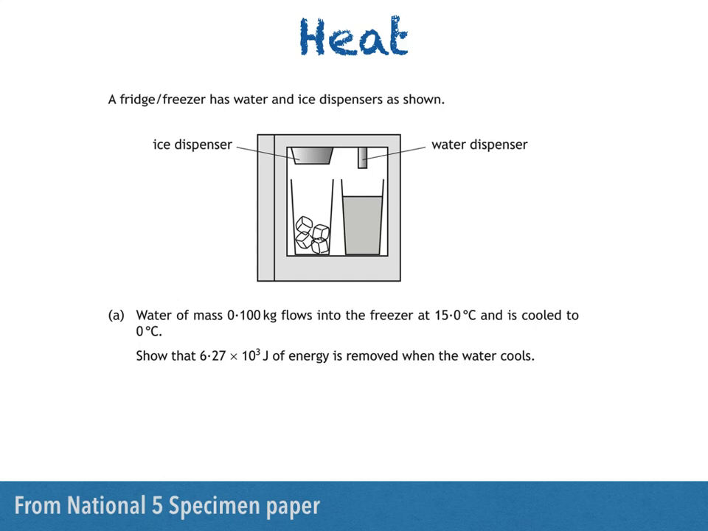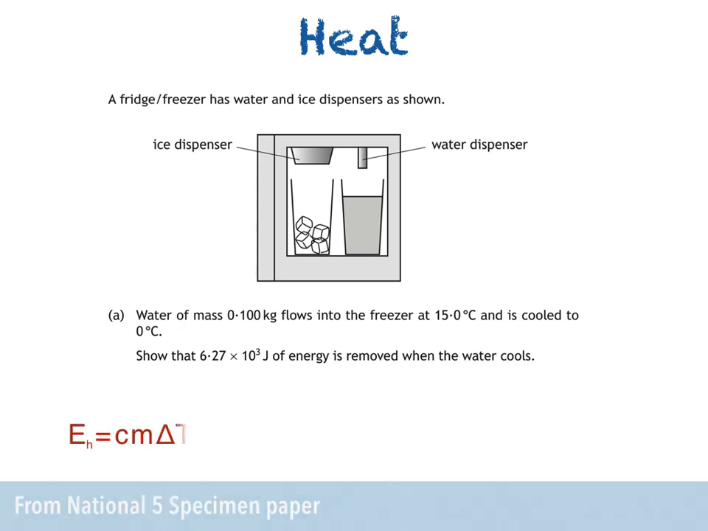A fridge freezer has water and ice dispensers as shown. Water of mass 0.100 kilograms flows into the freezer at 15 degrees Celsius and is cooled to 0 degrees Celsius. We're then asked to show that 6.27 times 10 to the power of 3 joules of energy is removed when the water cools. Since this is a question which relates to a change in temperature, we're using this equation.